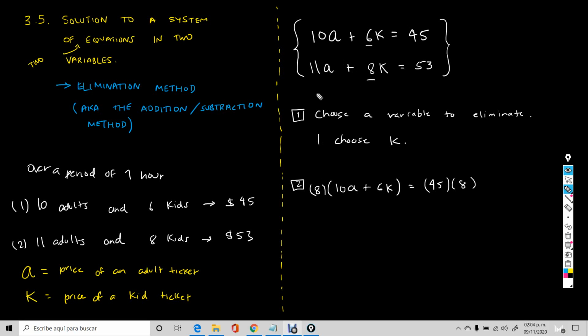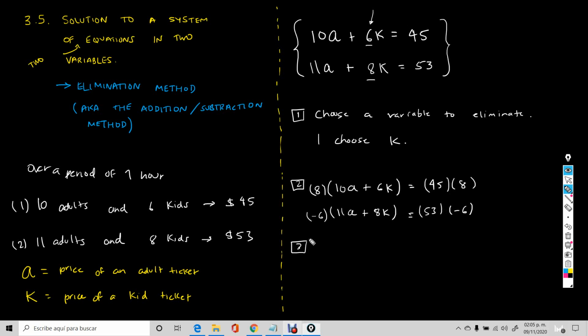And the next thing that you have to do is now multiply the other equation, this one, by the negative of this coefficient. So I'm going to write this left side, as you can see, and I'm going to multiply it by the negative of 6, which is minus 6, and I'm going to do the same on the other side. So we have 53, and I'm going to multiply it by minus 6. So this is what I'm going to do.